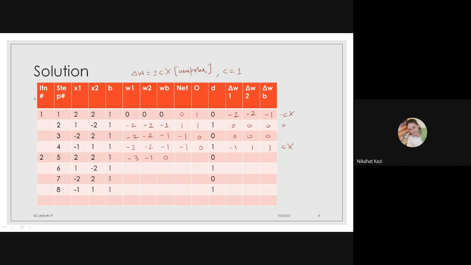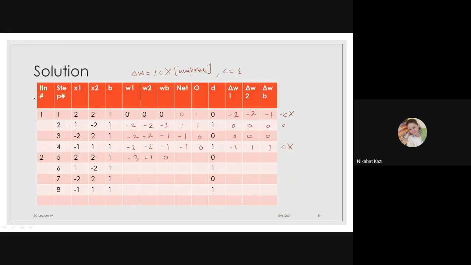Now see, what's given in the question is you have to perform 2 iterations. If the question mentions performing 2 steps, steps means individual patterns. So I've written here step number in the second column. When it says iterations, you should understand it is an epoch, and an epoch means all patterns are given. In this question, they have mentioned 2 epochs.